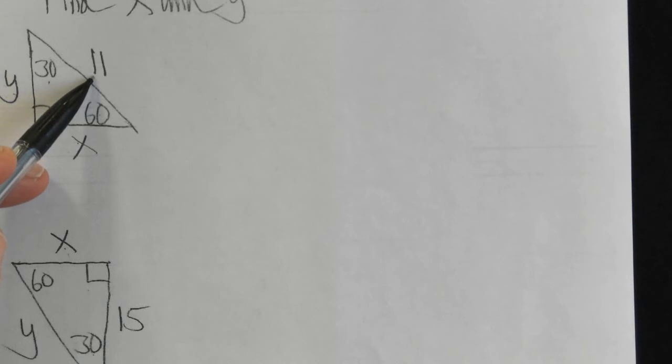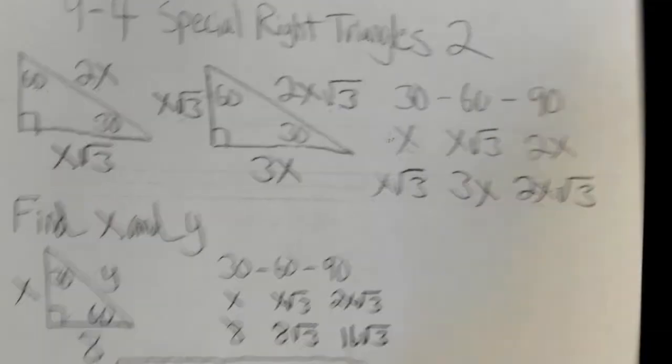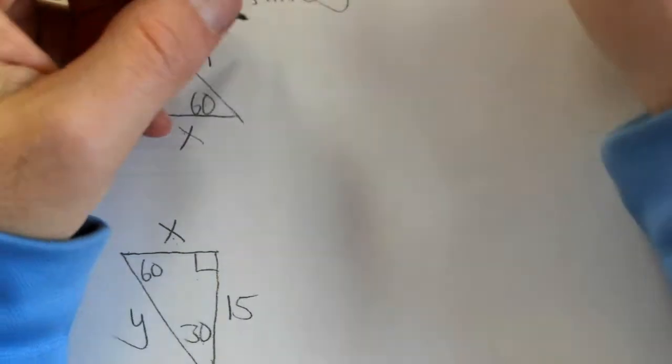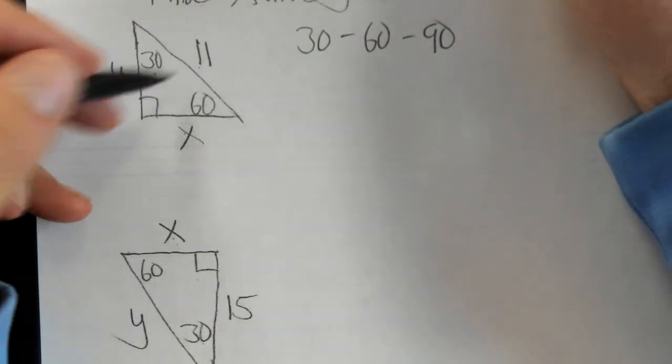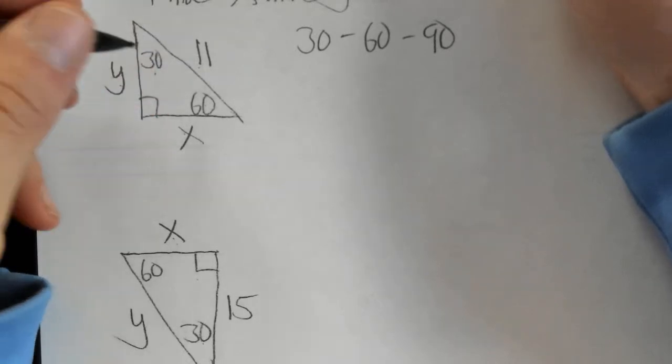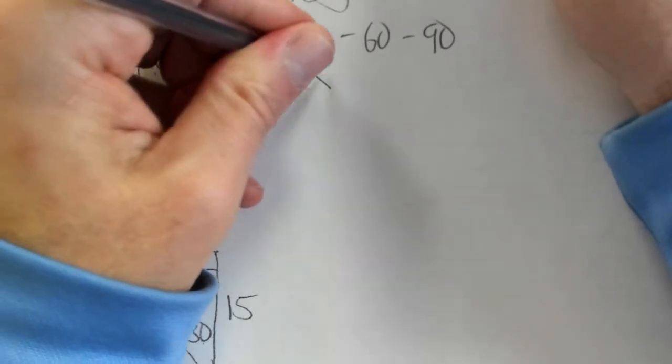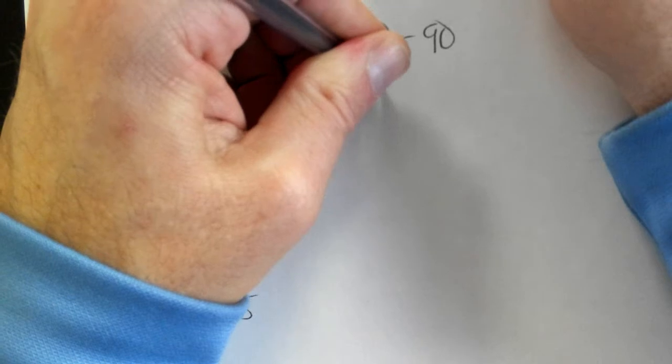So on this one, my hypotenuse is given to me as a regular number. So what that means is I'm going to use that first pattern again. 30, 60, 90. Remember, if the short leg, the 30, or the hypotenuse, the 90, is given as a regular number, you're going to use the first pattern. So let's write it down. It's x, x square roots of 3, and 2x.